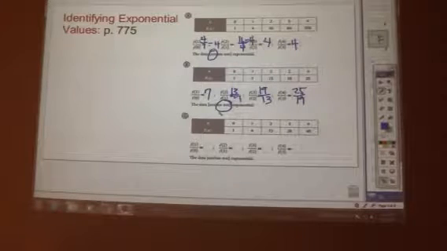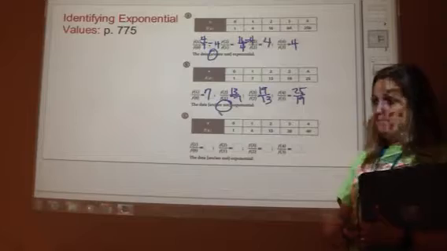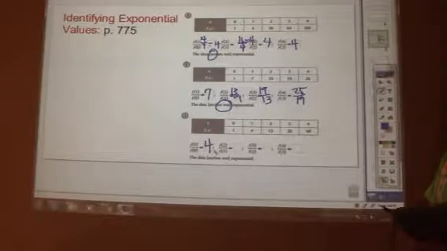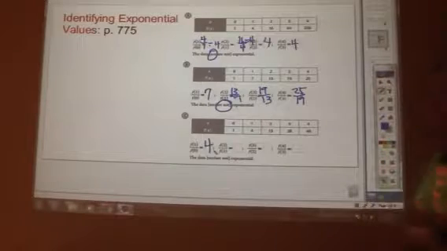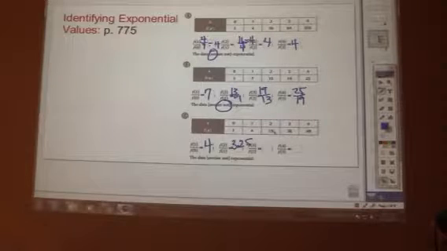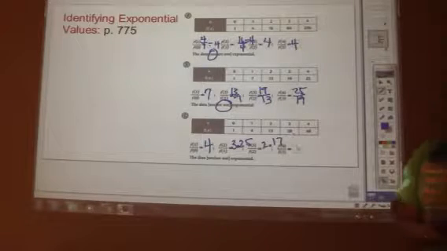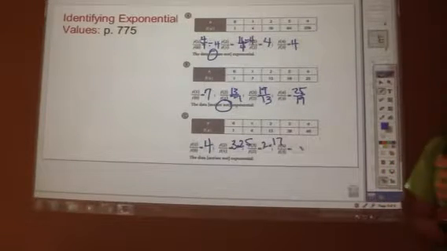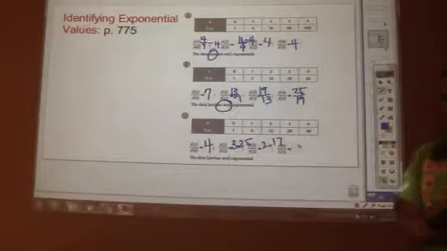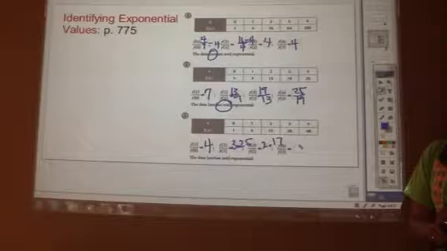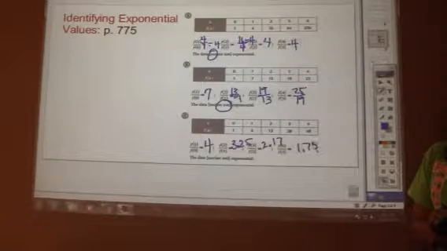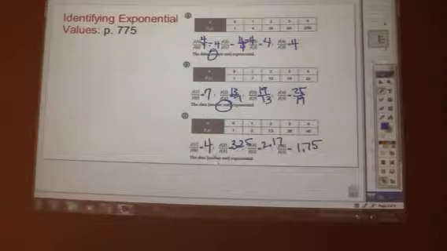Okay, let's look at C. 4 divided by 1 is 4. Somebody do 13 divided by 4 for me. 3.25. What is 28 divided by 13? 2.15. 49 divided by 28? 1.75. Yes. Okay, those do not match up. That is not exponential. Any questions on what we're doing?